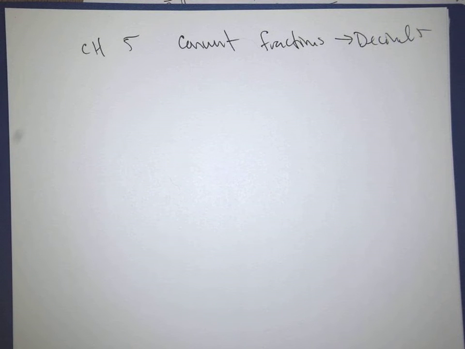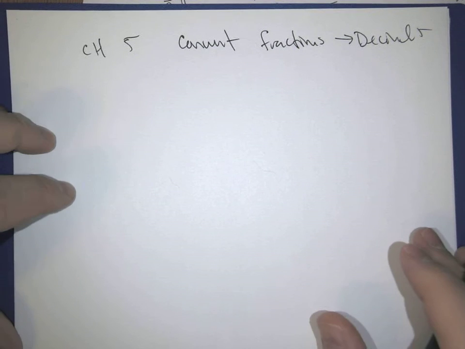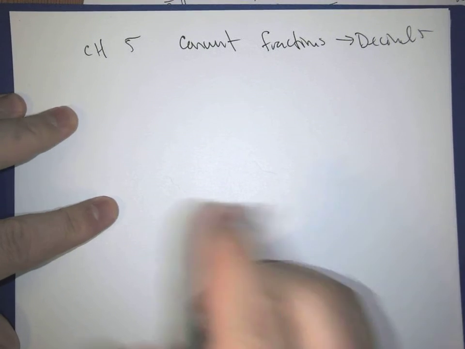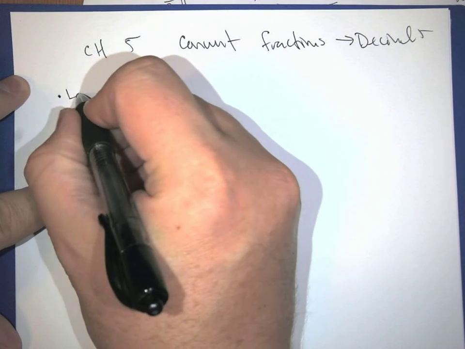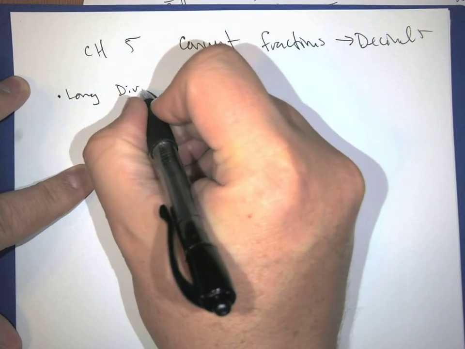Let's do some conversions going the other direction now. So converting from a fraction into a decimal instead of the other way, which is what we were just doing. And there's nothing super fancy here. Really what we're going to do is long division.